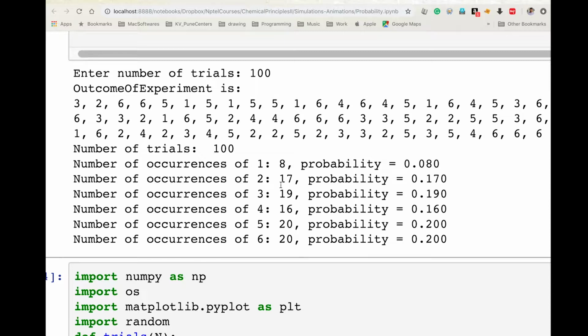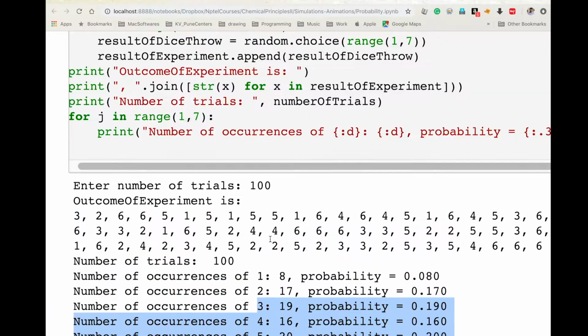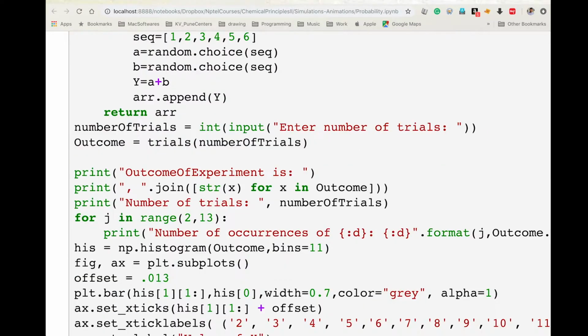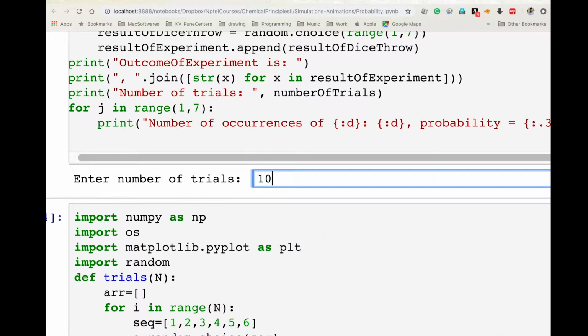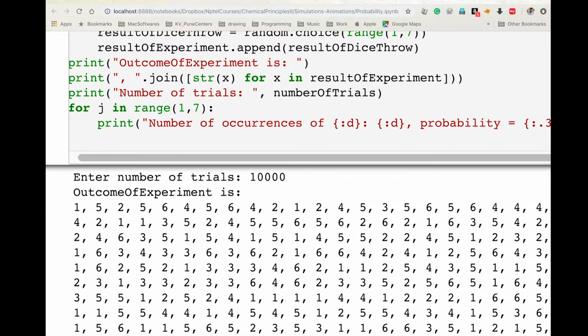2 17, very close to what we expect, and then 3, 4, 5 and 6, all of them came a little bit larger, a little more than the number, right, because we did only 100 times. Now, let us do 10,000 times. 10,000 times is a ballpark number, by the way, we can do more than that.